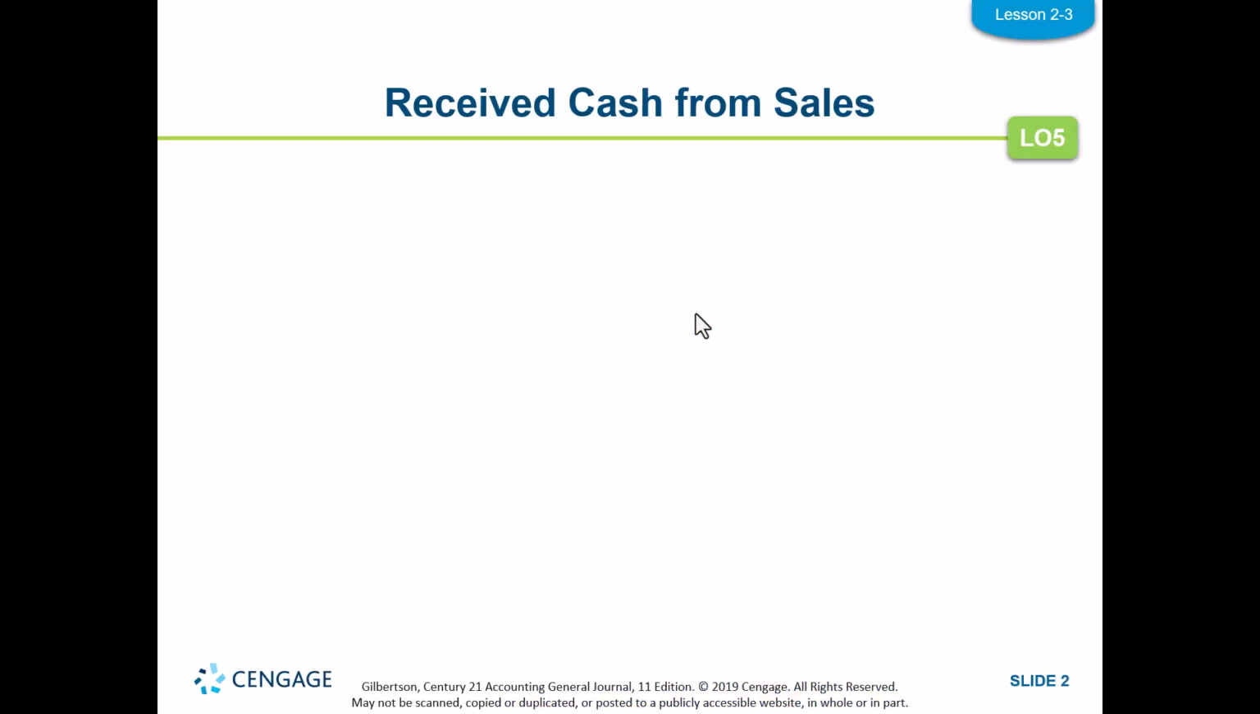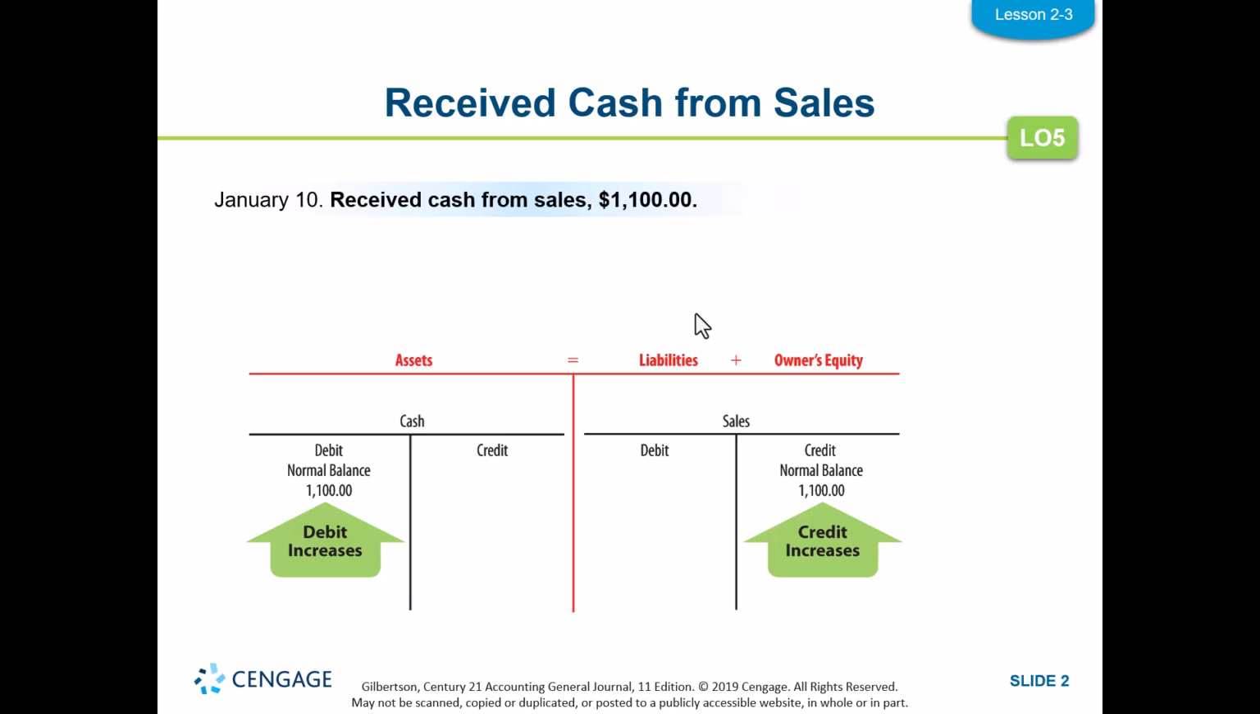All right, so it says we received cash from sales of $1,100. What two accounts are we dealing with? Cash and sales specifically, right? Which is part of owner's equity. So what is happening with cash? We're going to debit our cash account. We're going to credit our sales account. Our sales has a normal credit balance, right? It's on the right side. It's part of owner's equity. Therefore, it's going to increase on the credit side.